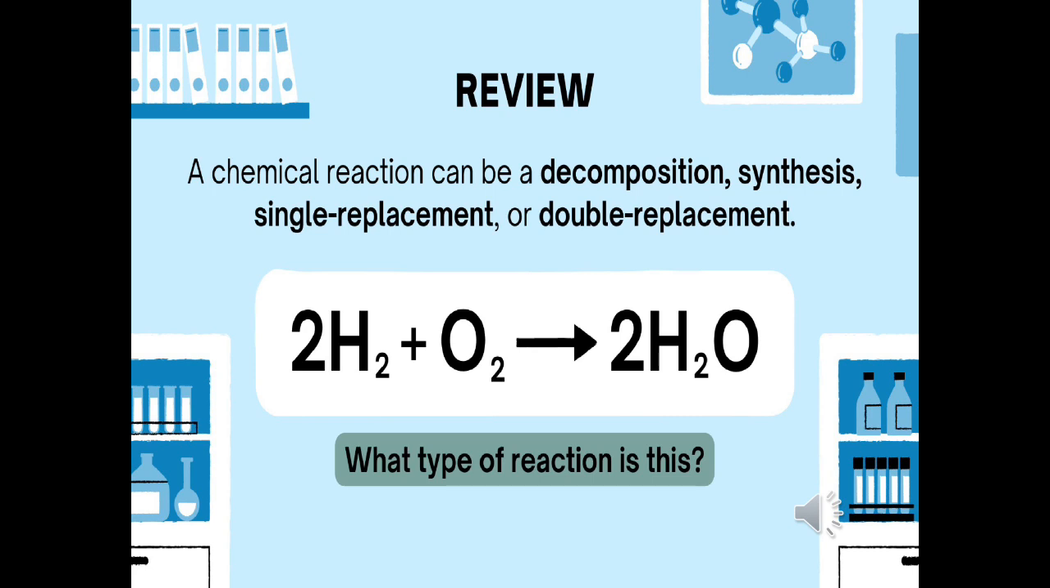A chemical reaction can be decomposition, synthesis, that is combination, single replacement, that is displacement reaction, or double decomposition or double displacement reaction or double replacement reaction. 2H2 plus O2 gives rise to 2H2O. What type of reaction is this?